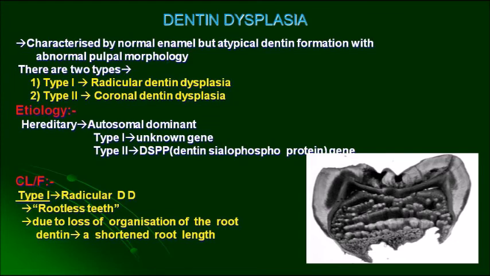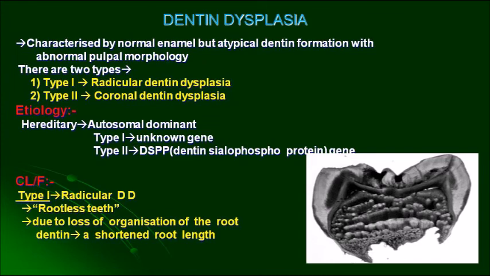Okay, type 1, that is radicular dentine dysplasia, is otherwise known as rootless teeth. So see the picture, there only a very small development of the root is there. Shortened root length is visible, so that is why it is called rootless teeth. Okay, that is type 1.